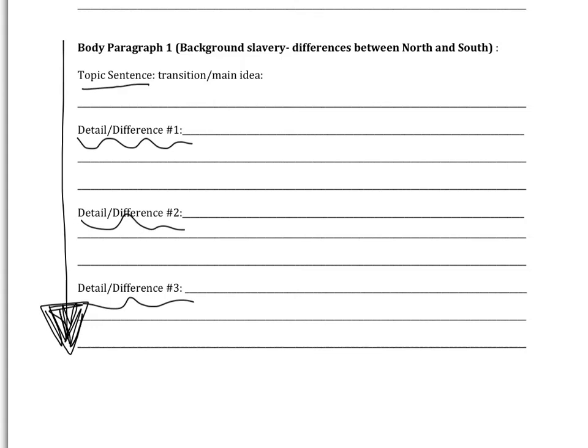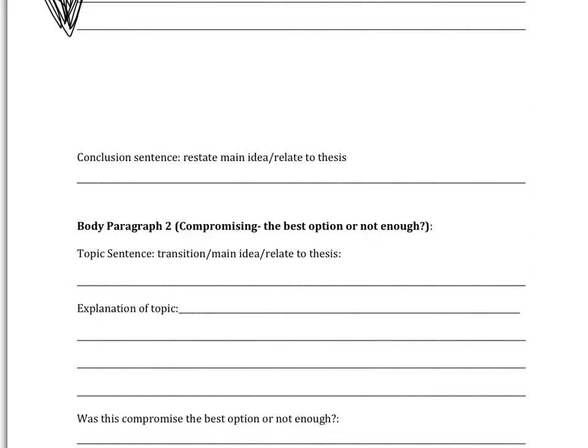Most likely your differences are going to deal with economics, sectionalism, and slavery differences, as far as slave owners, abolitionists, and moderates. And then, of course, a conclusion where you just restate the main idea of slavery and the fact that the North and South have disagreements on this, relating it back to your thesis statement.